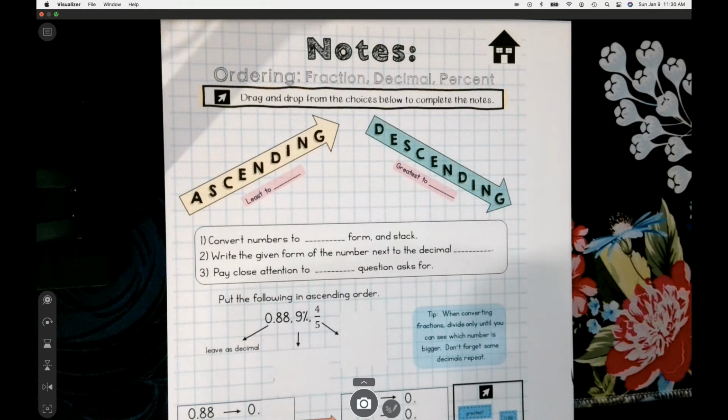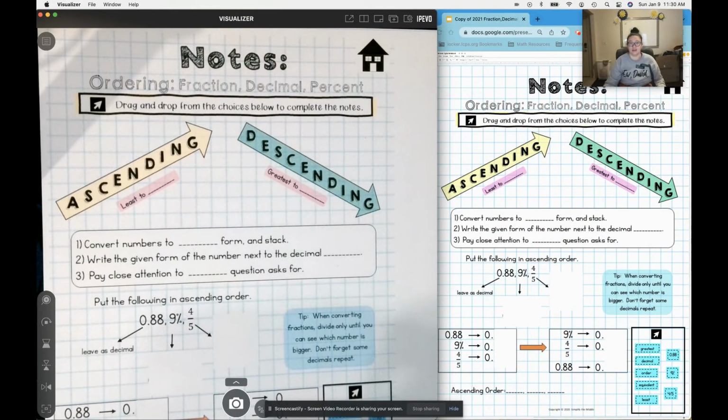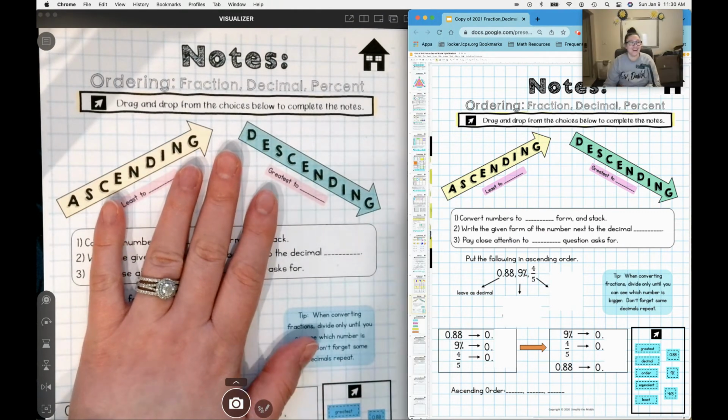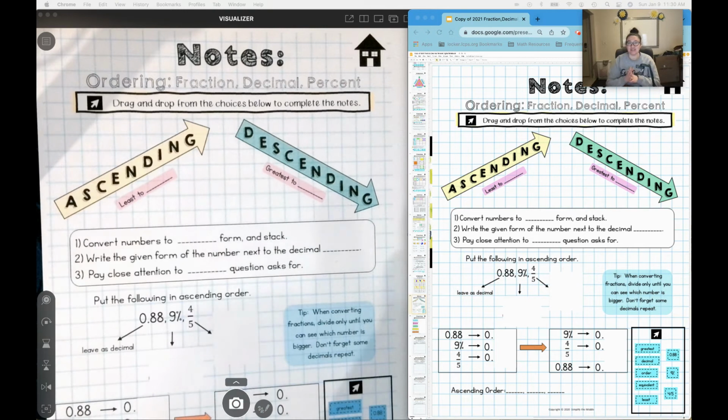Uh-oh, hang on. I did something. Okay, I'm good now. It made my paper notes full screen and I was not ready for that. All right, so again, I'm going to be doing notes digitally and paper and pencil just in case.